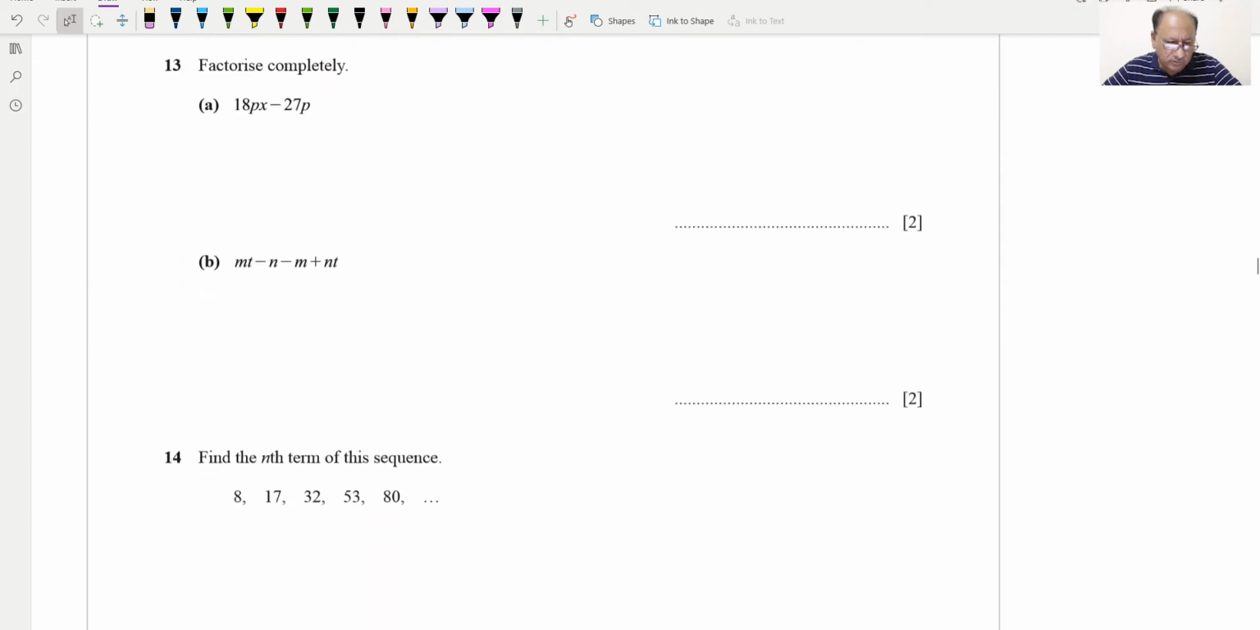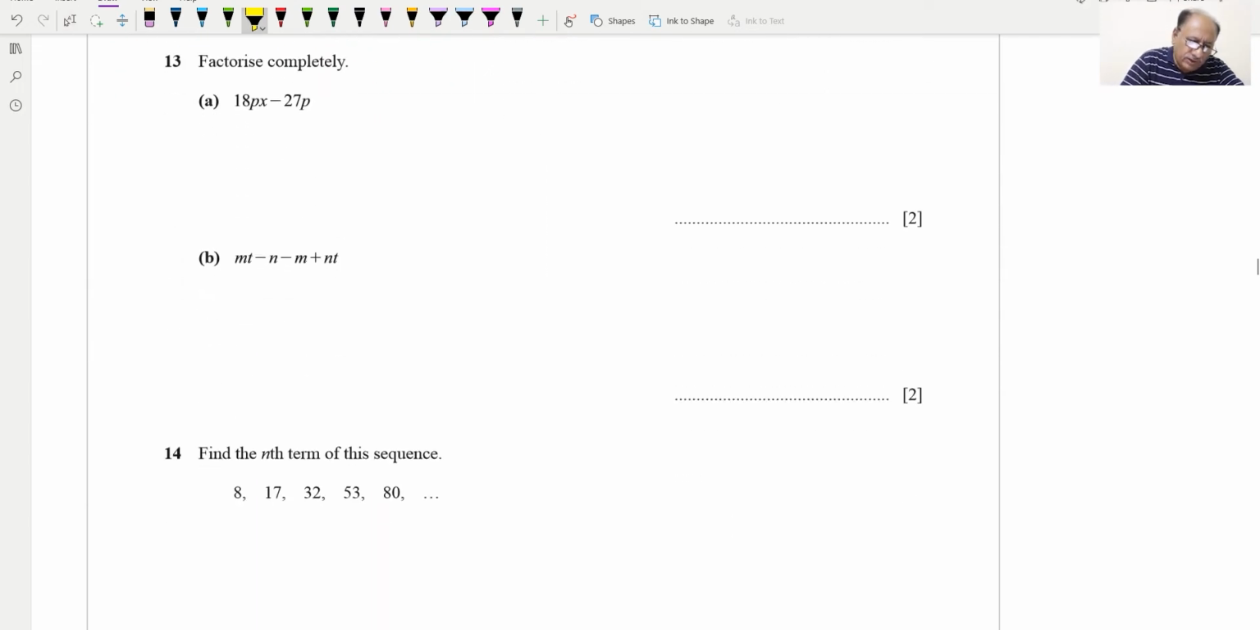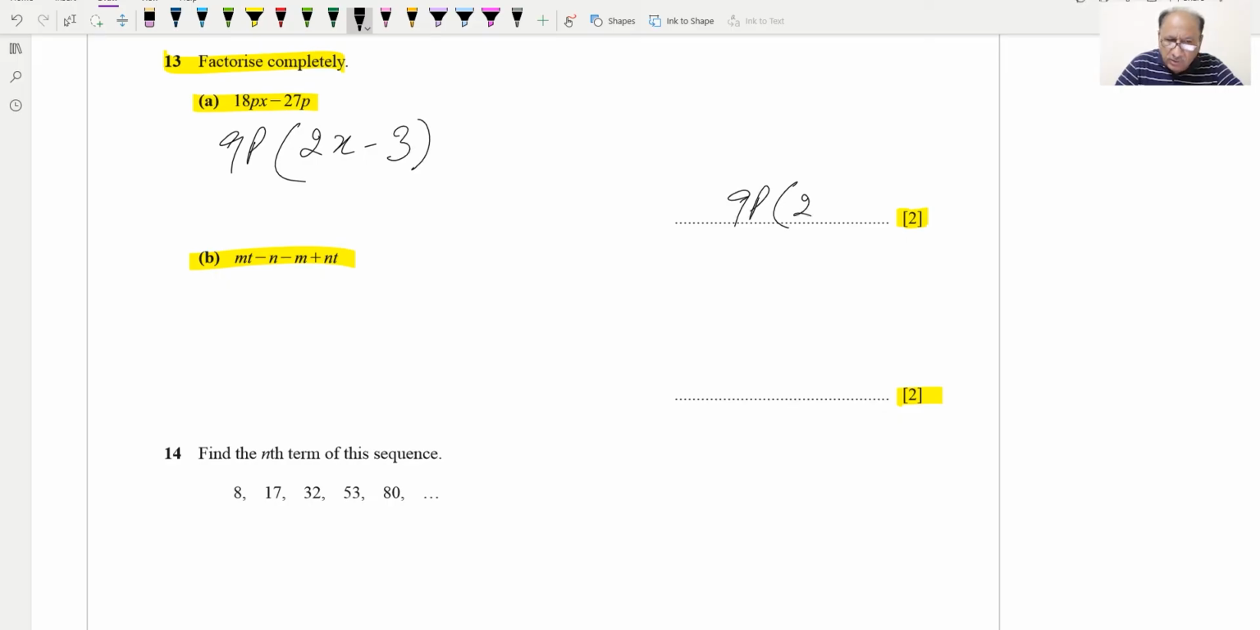Now we can move to question number 13, which is saying factorize completely. This is part A, which is 2 marks. Part B is also 2 marks. So we will be factorizing. We have to take the maximum common factor, and the maximum which we can take common is 9p. Inside, the remaining will be 2x minus 3, since 9 times 3 is 27. So our answer will be 9p times 2x minus 3, and this is for 2 marks.